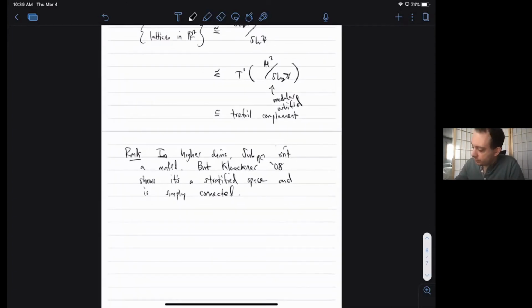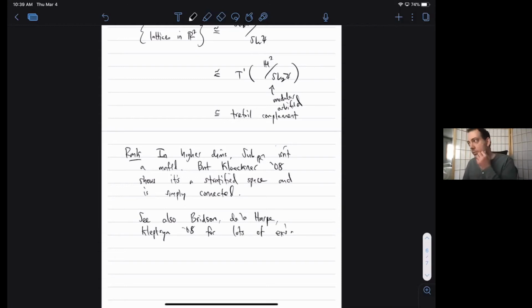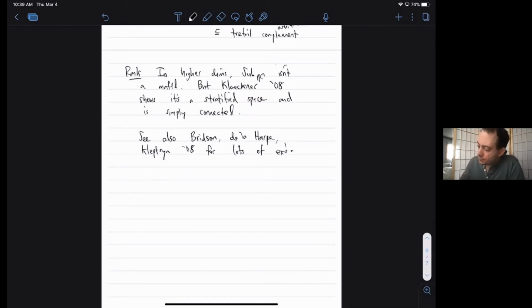Maybe I'll also refer you to, there's a lot of work on Chabauty spaces. See also, for instance, this nice paper of Bridson, de la Harpe, and Kleptsyn from '08, for lots of other examples, including they describe pretty well the Chabauty space of the three-dimensional Heisenberg group. Okay, any questions?